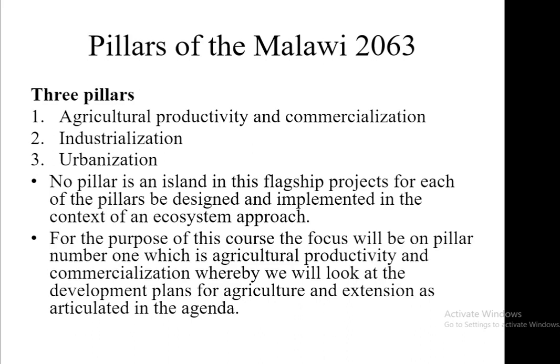As already said, Malawi 2063 is anchored on the three pillars of agriculture productivity and commercialization, industrialization, as well as urbanization. So, no pillar is an island. In these flagship projects, each of the pillars must be designed and implemented in the context of an ecosystem approach. For the purpose of this course, the focus will be on pillar number 1, which is agriculture productivity and commercialization, whereby we'll look at the development plans for agriculture and extension as articulated in the agenda.